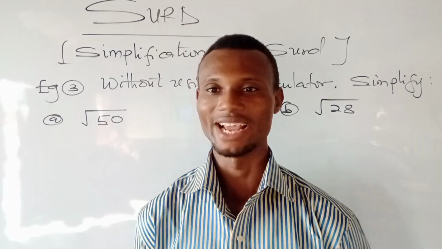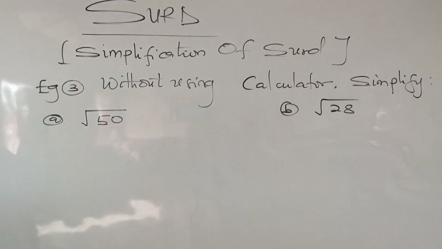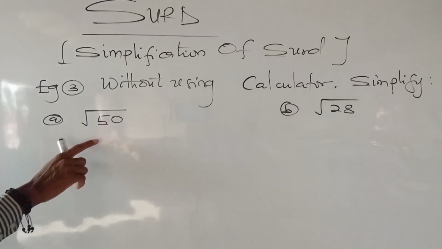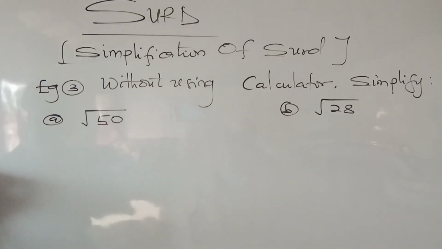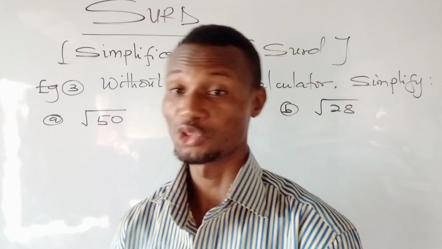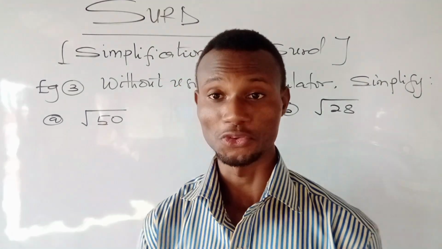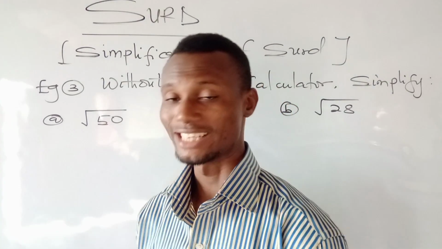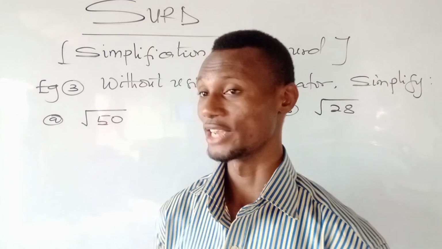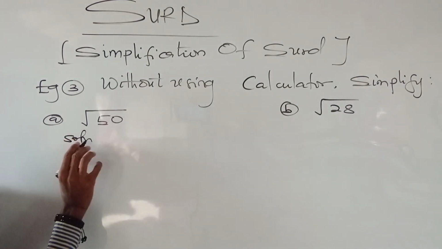Let's go ahead and solve example 3 that I have on the board. Example 3 says, without using a calculator, simplify A, square root of 50, and B, square root of 28. So we are going to simplify this without using a calculator. We know that when you punch this on the calculator, it will give you a straight answer, but we are not going to use the calculator. We are going to follow the process that I've taught you, and we'll arrive at the same answer as the calculator will give. So let's start with A. Let me write down my solution and let's do it together.